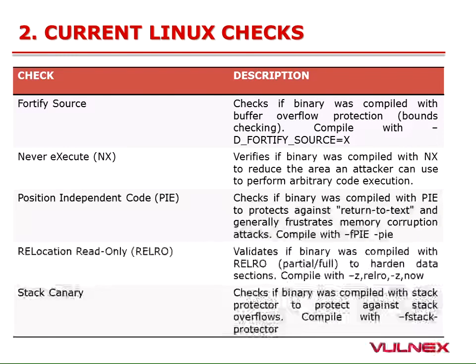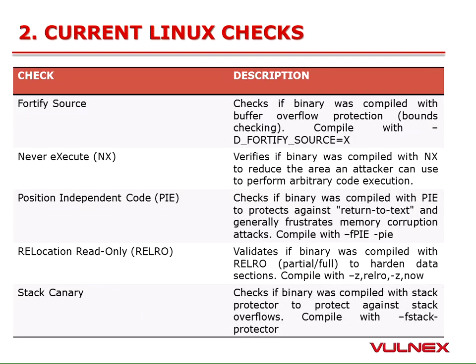Then we have the Linux checks, or current Linux checks. So in total right now we have around 50 checks in the version we are going to publish soon. We have the fortified source. Basically, the Linux check will tell you if, when the binary was built and compiled, the developer did apply those security flags into the binary. For example, in Visual Studio on Windows, it is quite common: the latest versions add many of those defenses by default. But GCC doesn't do anything. It doesn't add any of the security defenses by default. Developers have to do that.